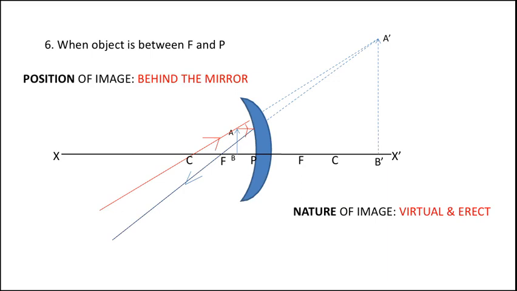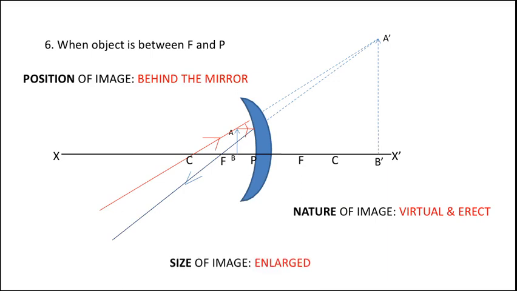This placement of the object is generally used for a shaving mirror, and used by dentists to check our teeth. If there is a problem inside the teeth, then it can be easily seen by making that object larger.